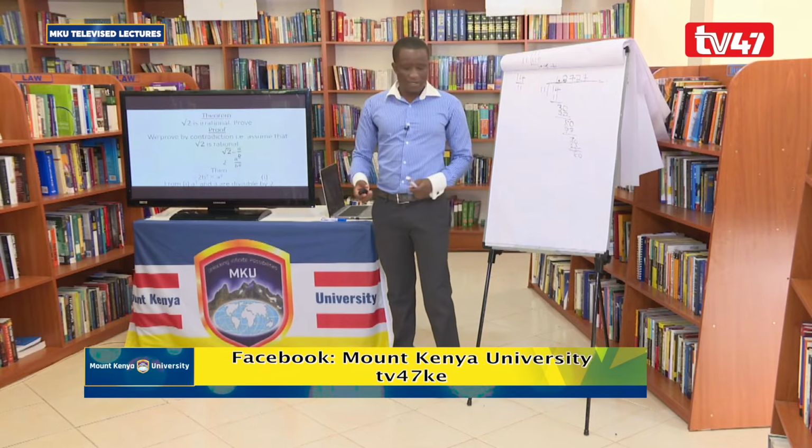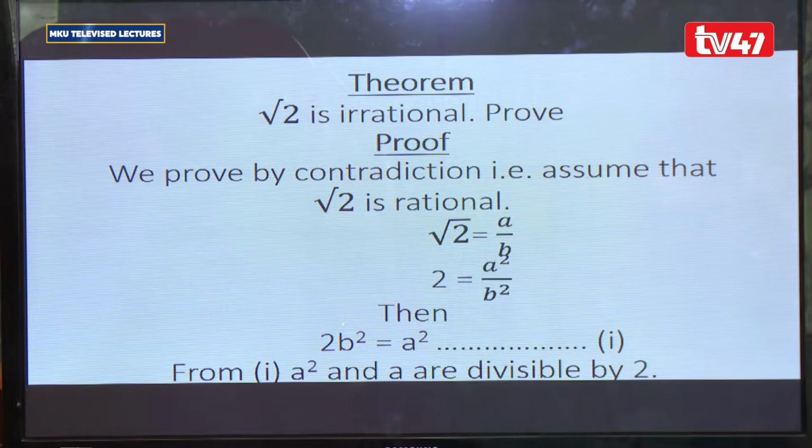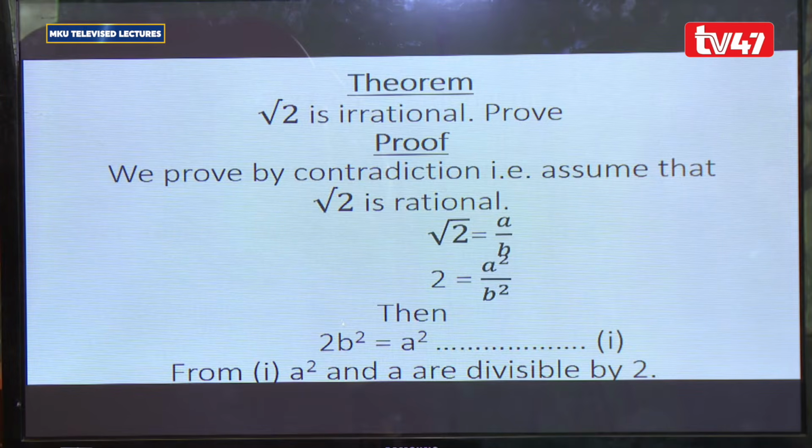Let's look at a theorem here. The theorem says that the square root of 2 is irrational. We need to prove that the square root of 2 is irrational. But the proof we do here is based on a rule called the contradiction method of proving. So we will first assume that this square root of 2 is a rational number, and then we show that this is a contradiction.